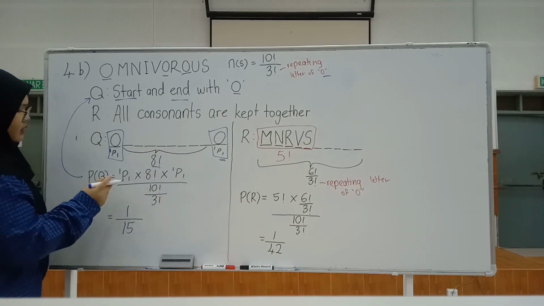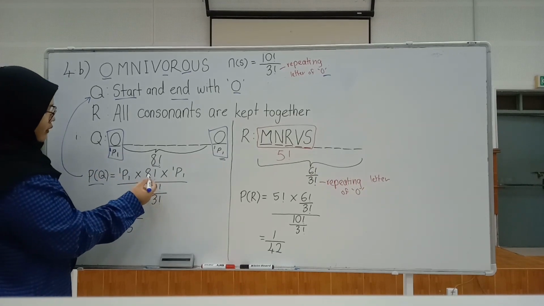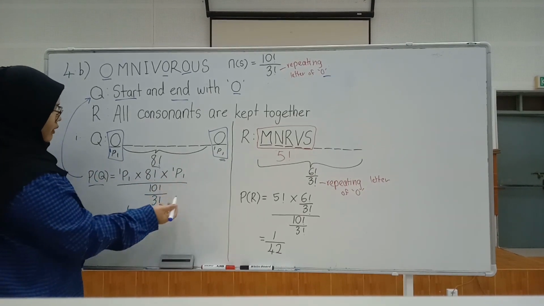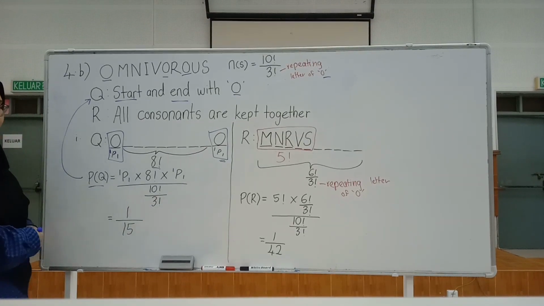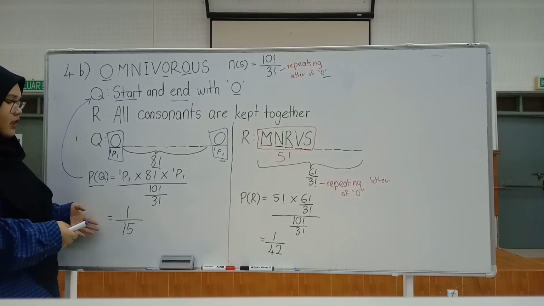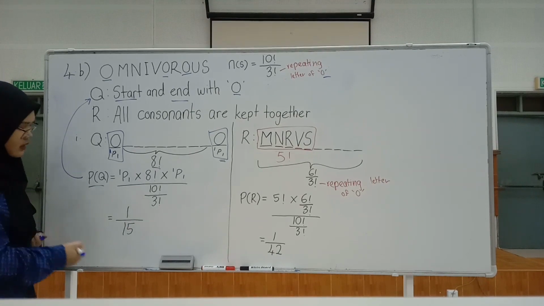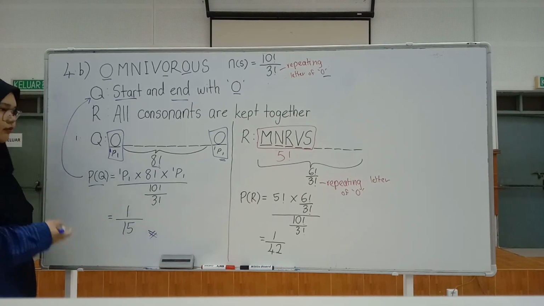So to find P(Q), we simply can multiply 1P1, 8 factorial, times 1P1, over the number of sample, which is 10 factorial over 3 factorial. Then we can calculate it by using the calculator, and we got the final answer is 1 over 15.